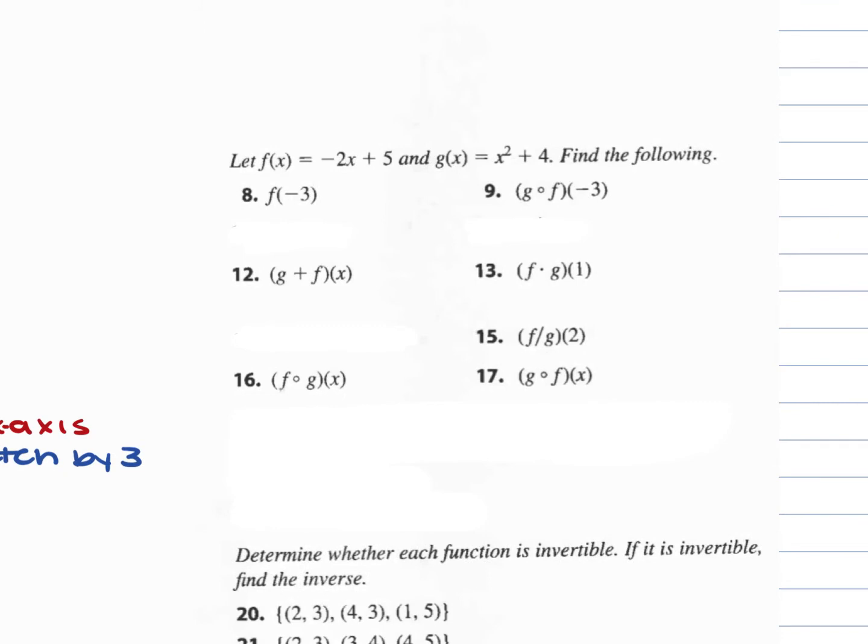For the next part of your lesson, I'm going to focus on operations of functions. For examples 8 through 17, you're told that f of x is negative 2x plus 5, and g of x is x squared plus 4. For the first one, number 8, you're doing f of negative 3. So you're just plugging in negative 3 for x in f of x. So it's going to be negative 2 times negative 3 plus 5, which gives us 6 plus 5, which is 11.